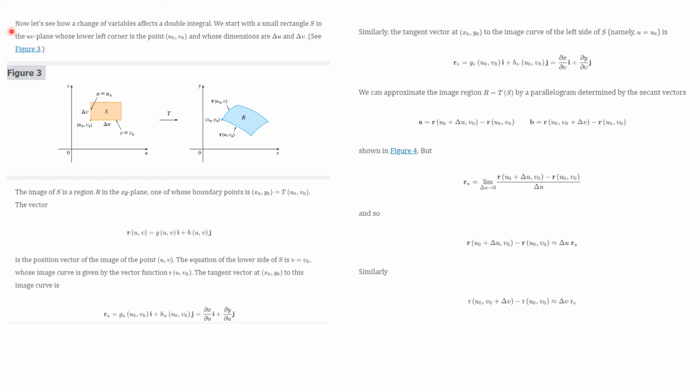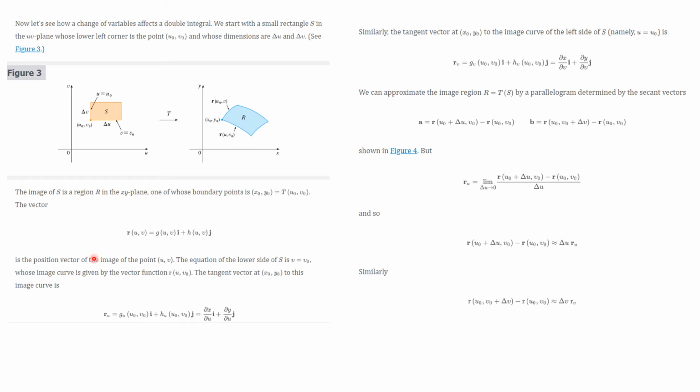Now let's see how a change of variables affects a double integral. We start with a small rectangle S in the UV plane, whose lower left-hand corner is (u0, v0). Its dimensions are delta u and delta v. Here's the picture. The image of S in the XY plane is a region R, one of whose boundary points is (x0, y0), which is T of (u0, v0).